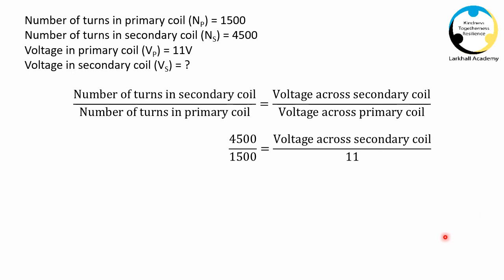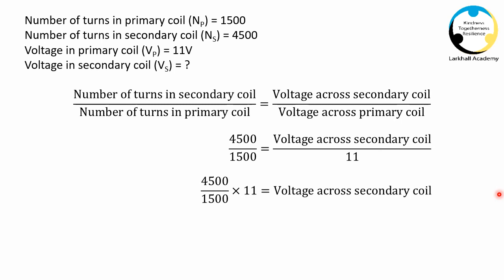So I want to get this here on one side of the equation by itself. At the moment it's divided by 11, so we've got the voltage across the secondary coil divided by 11. If I want to get rid of this divided by 11, I need to bring it over to the other side, but I need to change the sign when I do that. The opposite of a divide is a multiply, so you just change that sign to the opposite sign. So we bring it across and it becomes 4500 divided by 1500 times 11. Simple as that. And then we've got the voltage across the secondary coil on one side of the equation, and that's what we're looking to do.